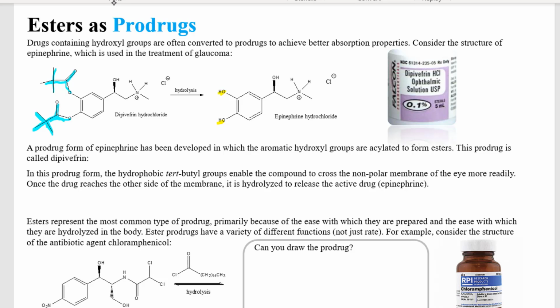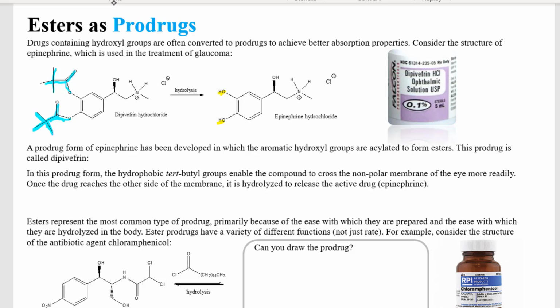A prodrug form of epinephrine has been developed in which the aromatic hydroxyl groups, the ones in yellow, are acylated to form these esters. This prodrug is called dipivefrin. I'm terrible with names. You guys know that about me already. Dipivefrin hydrochloride. So in this form, the hydrophobic tert-butyl groups enable the compound to cross the nonpolar membrane of the eye. So that's how it gets across. And then once the drug reaches the other side, it's hydrolyzed to release the active drug.